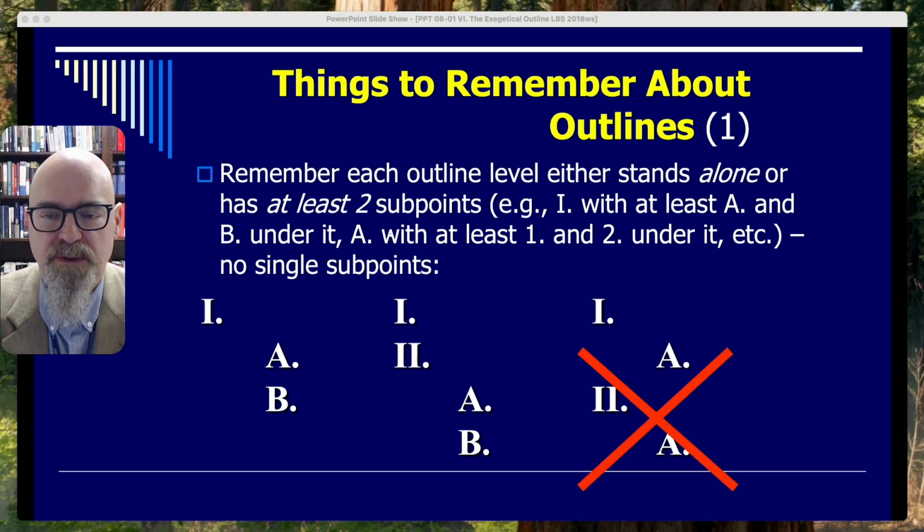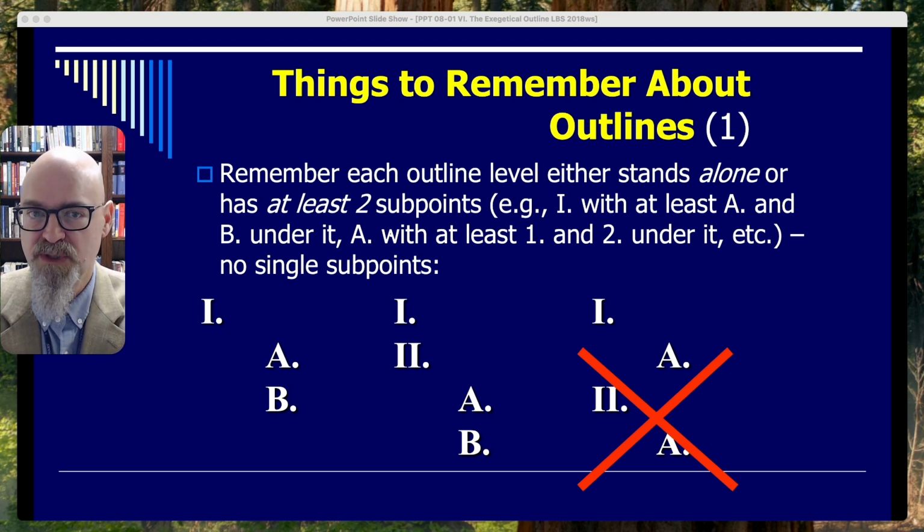A couple of things I want to close with that will help you make sure that you don't make some common mistakes when we come to the exegetical outline. The first thing to remember is that every subpoint must have at least 2. So for example, if there's an A, you have to have a B. If there's a 1, you have to have a 2.